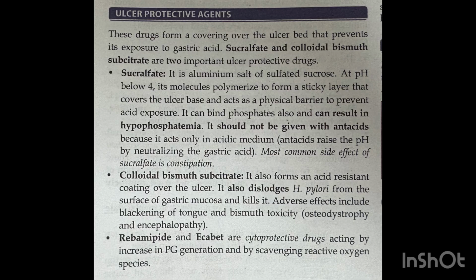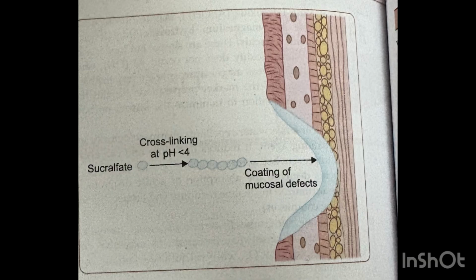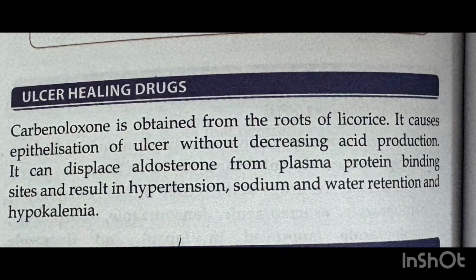Colloidal bismuth subcitrate also forms an acid-resistant coating over the ulcer. It also dislodges H. pylori from the surface of gastric mucosa and kills it. Adverse effects include blackening of the tongue and bismuth toxicity, osteodystrophy and encephalopathy. Rebamipide and ecabet are cytoprotective drugs acting by increase in prostaglandin generation and by scavenging reactive oxygen species. Sucralfate: cross-linking at pH less than 4, coating of mucosal defects.